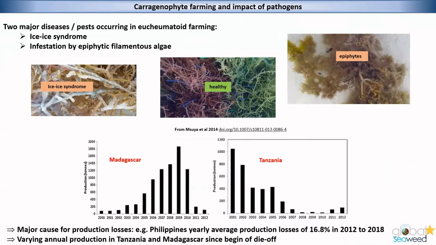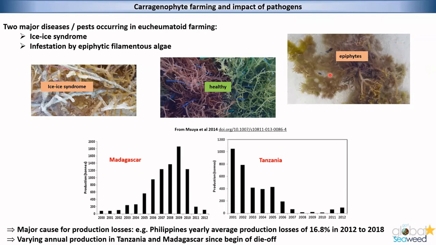Here we also have two major diseases and pests that occurred during the Kappaphycus and Eucheuma farming. First of all, we have the ice-ice syndrome, and then we have epiphytes. Here in the middle, you can see an image of healthy algae, which occur in different color variants. Then here on the left-hand side, you can see algae that are affected by the ice-ice syndrome, and this causes the characteristic bleaching of the alga. And then here on the right-hand side, you can see algae that are infested by epiphytes, which gives the Kappaphycus this hairy aspect.